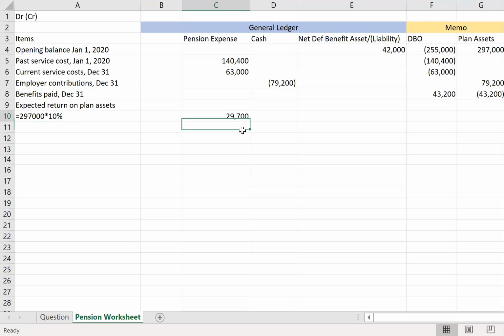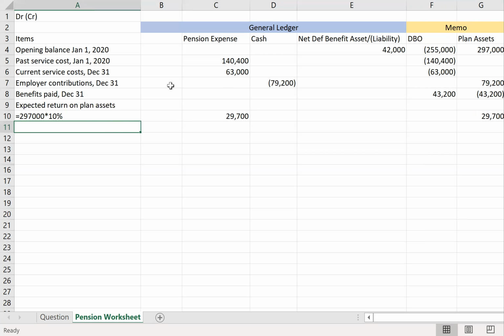by 29,700, because the plan assets, we're saying that they earned 29,700. So the plan assets are worth an extra 29,700, which means now the corporation can use the increase in the plan assets to offset their expenses under the plan, because now this money has come from the investment, so we can use it to pay out some of the obligations that we have.